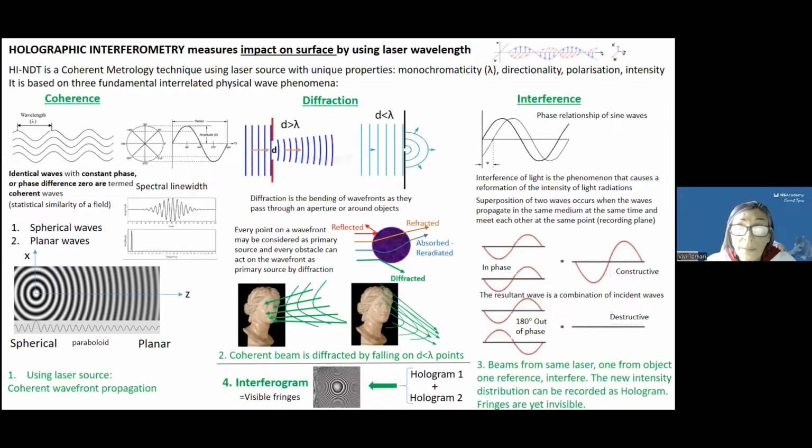This technique, holographic interferometry, is based on three fundamental, very important, interrelated physical wave phenomena. These are coherence, diffraction, and interference. We start from coherence. Coherence means that we have a wavefront that has the same phase with the other wavefronts. This wavefront can propagate in space without any change in this phase if we don't cause it.